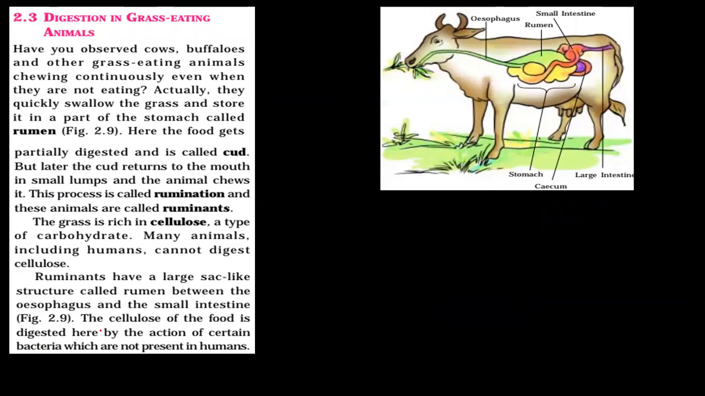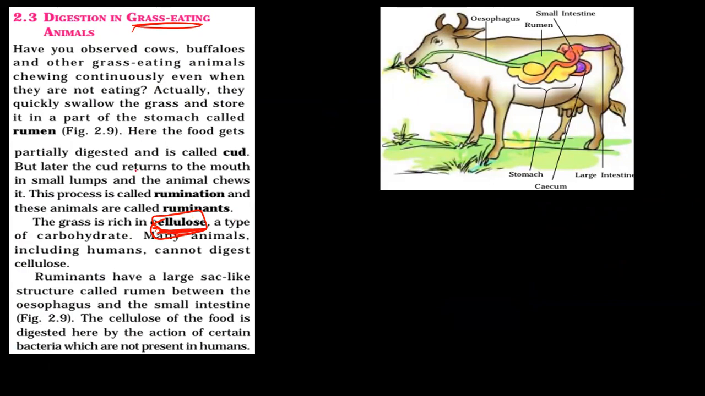Now we will move to grass eating animals. Have you ever thought why we don't eat grass? Because grass is rich in cellulose, which is a type of carbohydrate. But we cannot digest cellulose. We don't have the mechanism to digest cellulose.